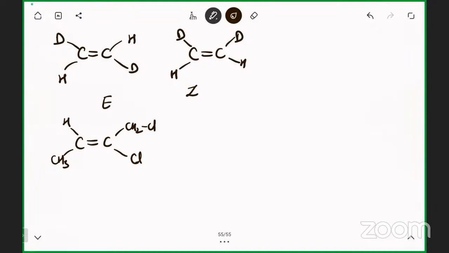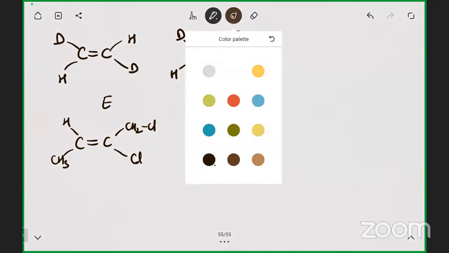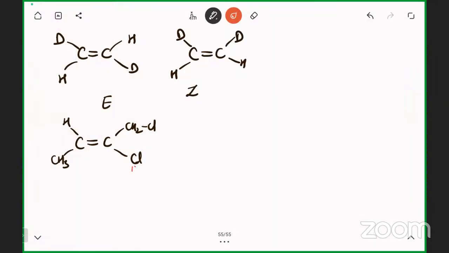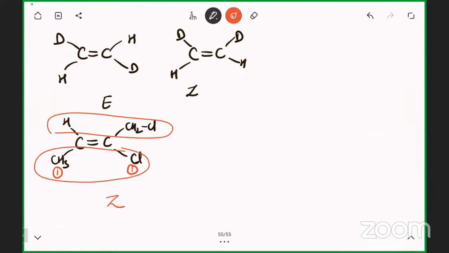Okay. Now tell me, which form is this? E or Z? Z, sir. Okay. Z is correct. Cl first, C first. Here we also have C. But you see, here we have hydrogen. So these are on the same side and these are on the same side. Higher priority groups are on the same side. So it is a Z isomer.